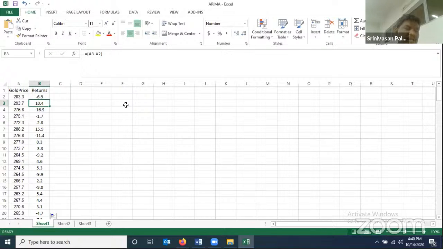Sir, this can be applied for share price, stock price returns, or Nifty returns? You can apply. There are 2-3 formulas that experts are applying, so I'm using this one. This is first difference. This is a return basically. Now, gold price and returns.